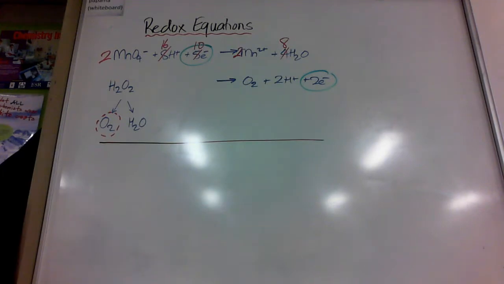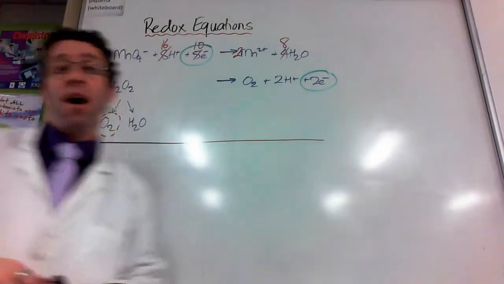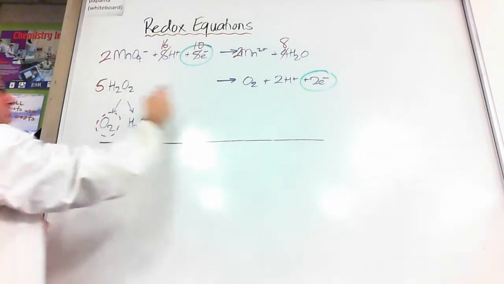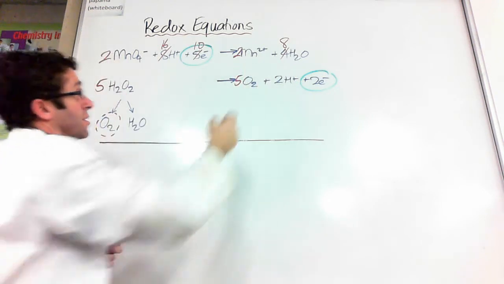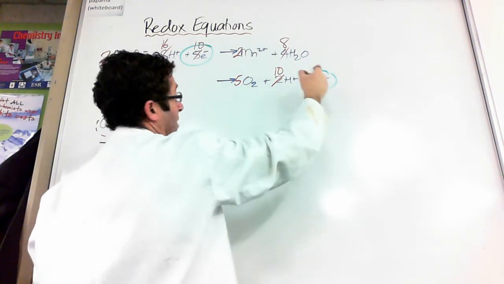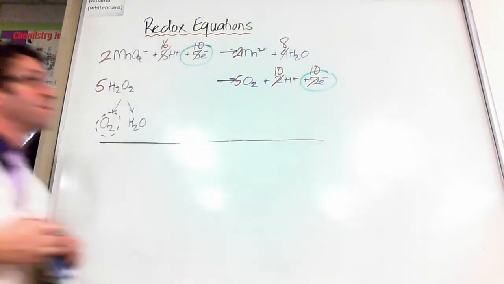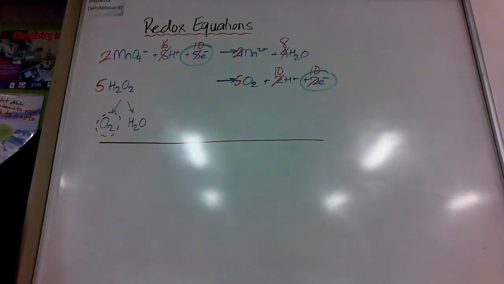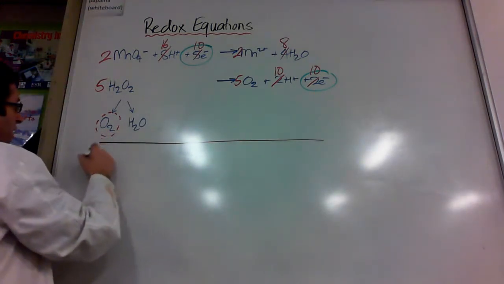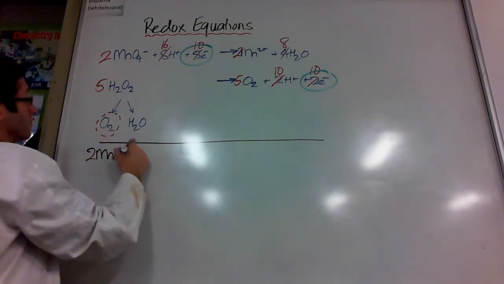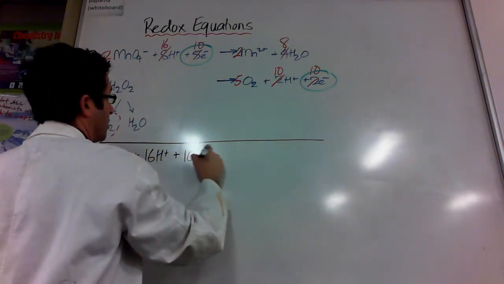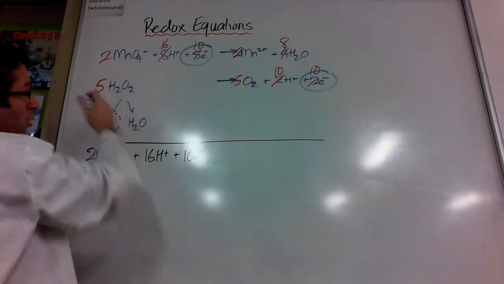At the same time, I'm going to do the same thing to H2O2. I'm going to multiply this equation by 5 so that this becomes 10 electrons. So I end up with 5 H2O2, 5 oxygens, 10 H pluses, and 10 electrons. So now when I put all of that together, let's see what I make. 2 MnO4 minus plus 16 H plus 10 electrons. Keep going though, there's more on the side.